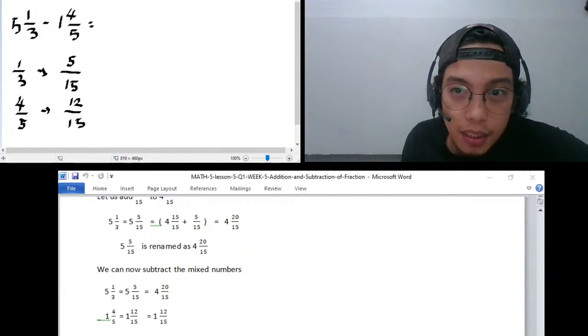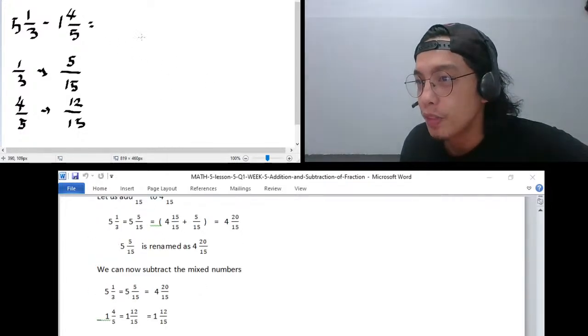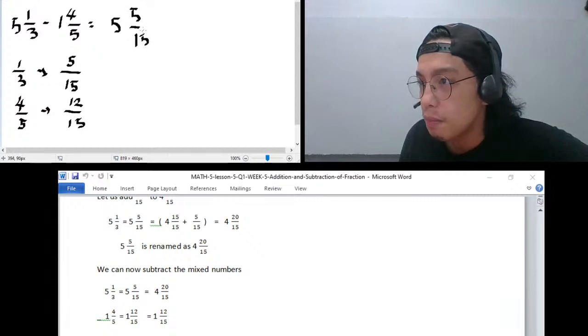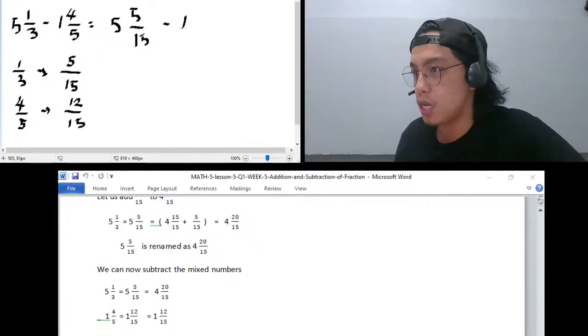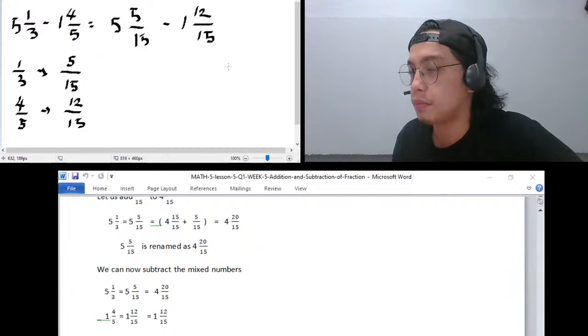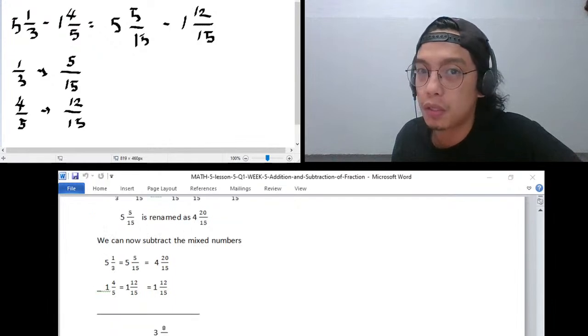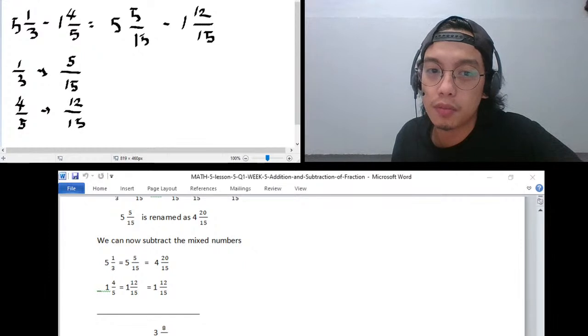What if we just do this straight? No. So if we do that, 5 over 15 minus 12 over 15, what if we just minus it then directly?